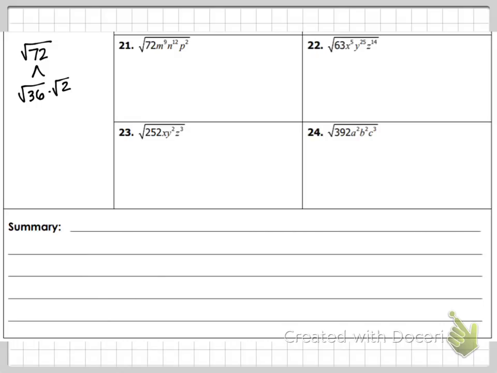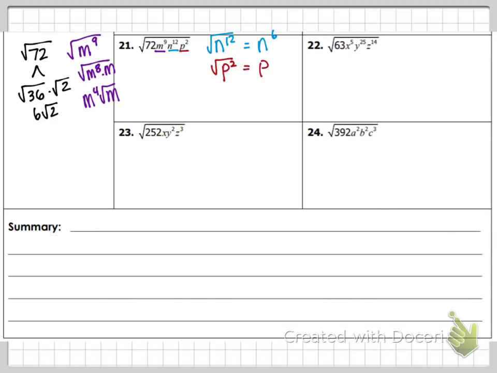So 72 can be broken down into square root of 36 times the square root of 2. So that's 6 square root of 2. So that's how you break square root of 72 down. Now I'm going to look at m to the 9th. So this is like m to the 8th times m. And the square root of m to the 8th, you divide that by 2, so it's m to the 4th, and m is on the inside. And then n to the 12th is n to the 6th when you divide that by 2 because it's an even number. P squared, you divide that number by 2, you just have 1 p left.